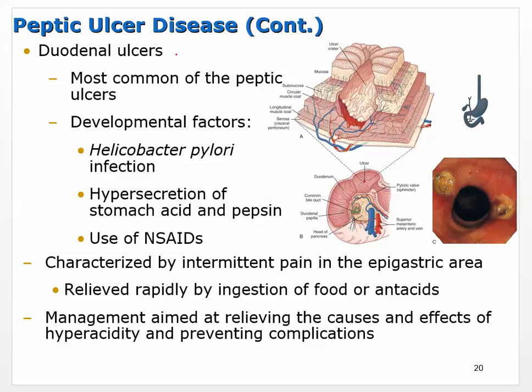Duodenal ulcers are the most common of the peptic ulcers, and again, H. pylori. Hypersecretion of stomach acid can cause that. And remember, the first part of the duodenum is going to be affected by stomach acid. Use of NSAIDs is another one, so we already mentioned that. Characterized by intermittent pain in the epigastric area, relieved rapidly by ingestion of food or antacid. So that can be a diagnostic clue.